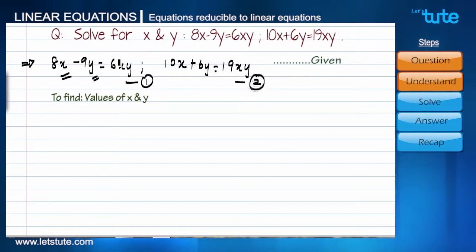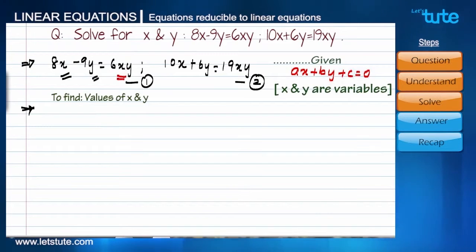Looking at the equations, we can see that they are not linear equations. Let's convert these equations into linear equations. How to do that? We should remember that a linear equation should always be in the form ax plus by plus c equal to 0. So here we can see we are having xy terms as well, which is not required. So let's divide the two equations throughout by xy.